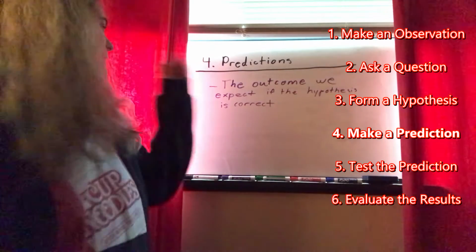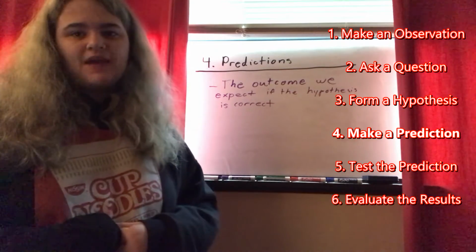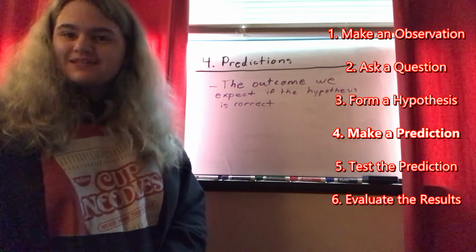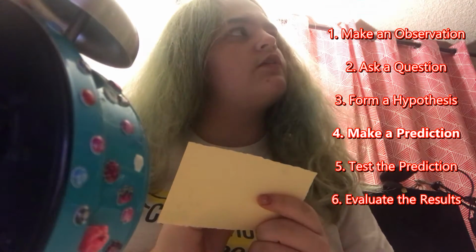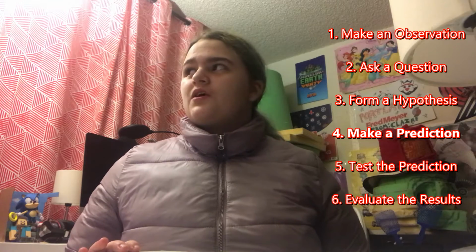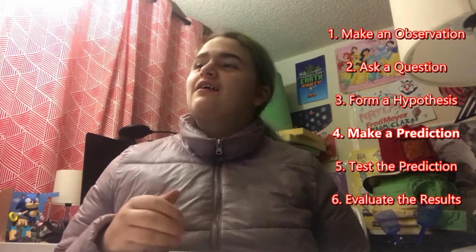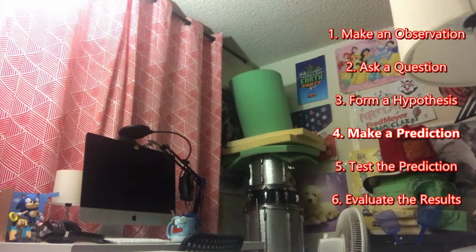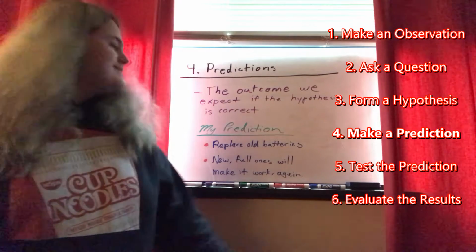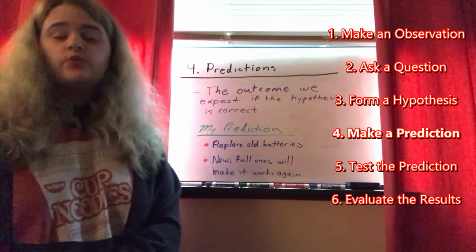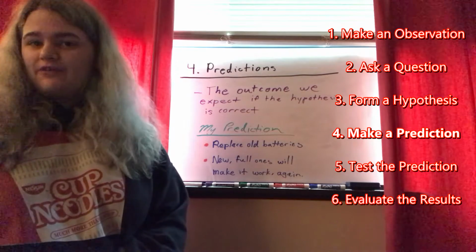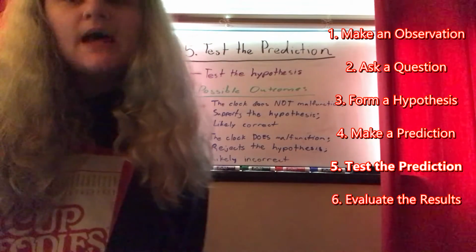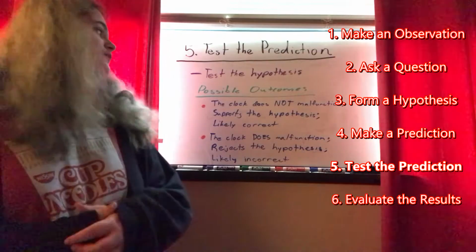The fourth step is to make predictions. This is the outcome that we expect if the hypothesis is proven to be correct. Do we have any new batteries? No, I think we used them all. Can you go back to the store and get some new ones? That way we can replace the batteries and it'll work again? Okay, fine. See you later. In this case, our prediction is to replace the old batteries with new and full ones so that the clock will stop malfunctioning. The fifth step is to test the predictions or to prove or not prove the hypothesis.